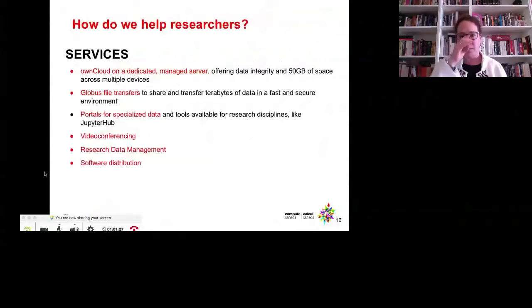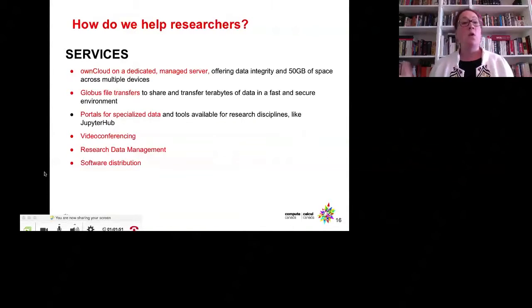So I'll move on now to other services. How else do we help researchers? These other services are some of my favorites because they don't require a lot of technical expertise. They're quick and easy, and they can be extremely helpful, more helpful than they might seem to researchers.